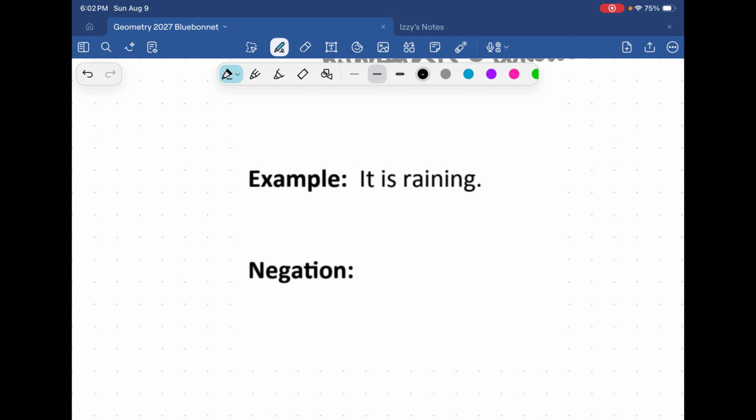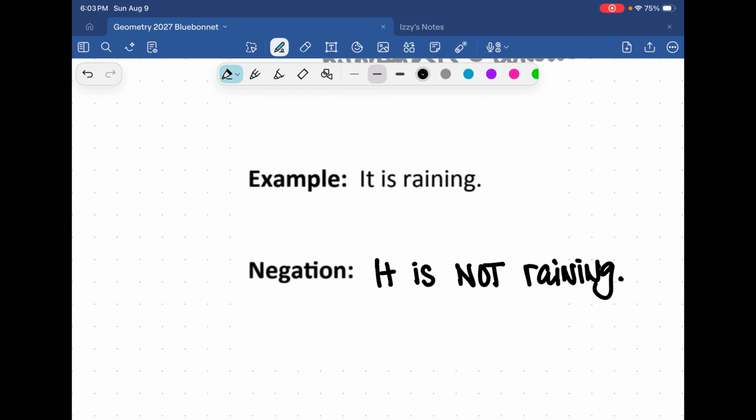It is sunny. It is windy. It is snowing. Although all of these are different from raining, they are not the opposite of raining. The opposite of raining means we simply add the word not. So our negation would be, it is not raining. And that's it. It could be snowing, it could be sunny, it could be windy, it could be sleeting, it could be anything. But all we know is that it's either raining or it is not raining.